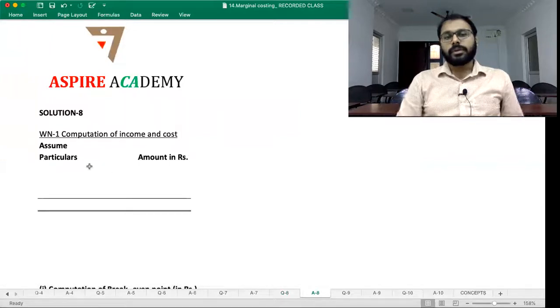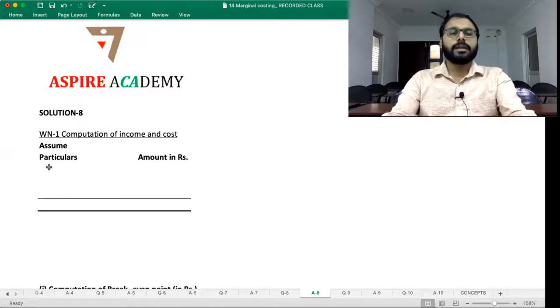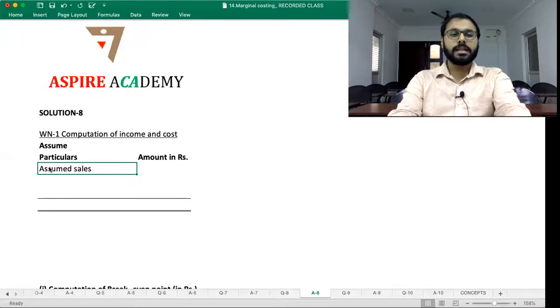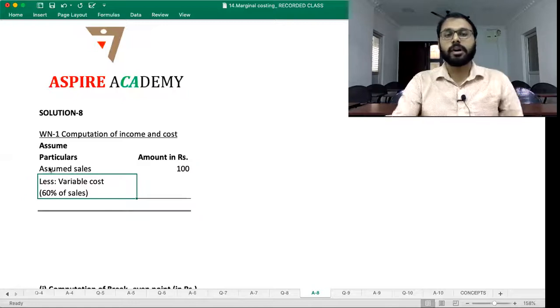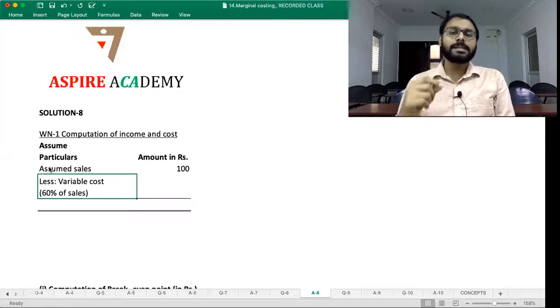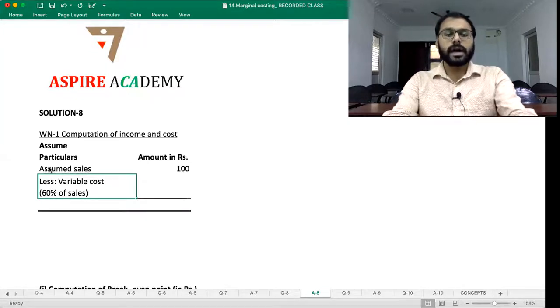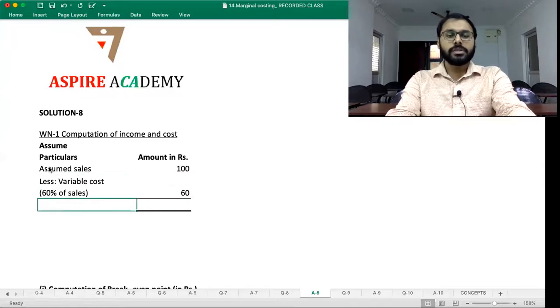So here is where I told you computation of income and cost. I told you we are going to assume a sales. So for your better clarity, I'm going to assume a sale. Assumed sale is going to be 100 rupees. Then what would be my variable cost? Less variable cost of 60% of sales. That's what is given in the question. Variable cost is going to be 60% of sales. So assume that and reduce 60%. So my contribution would work out to 40, right?